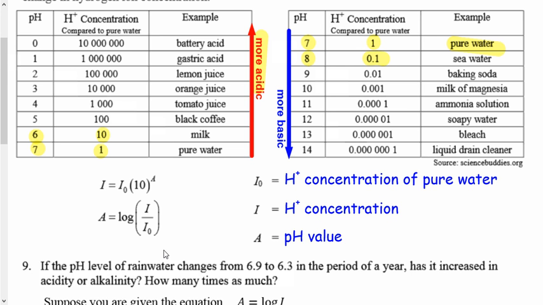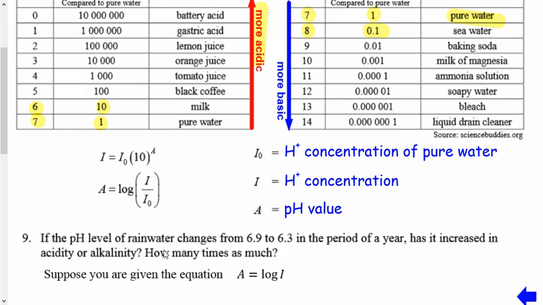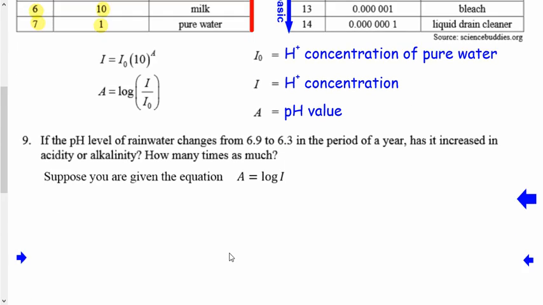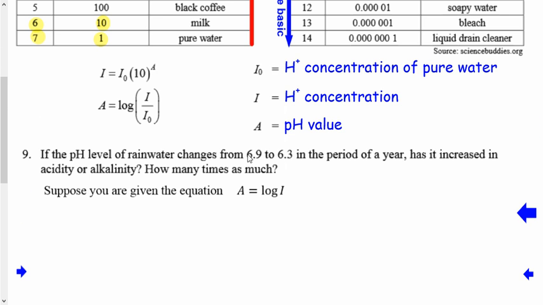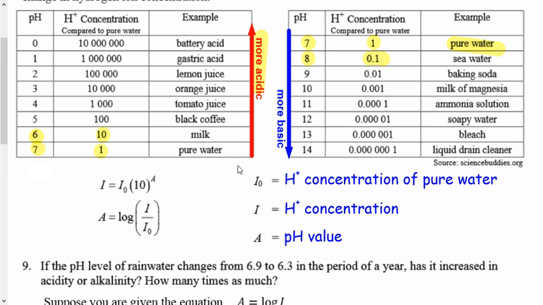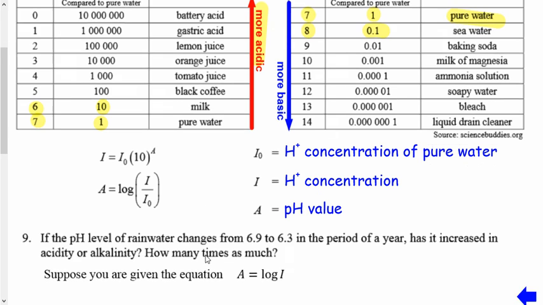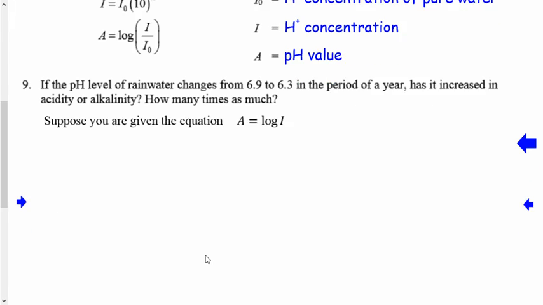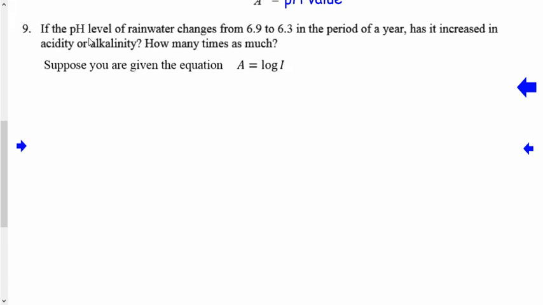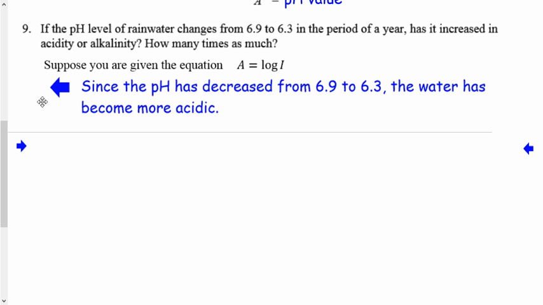So let's look at the next question. If the pH level of rainwater changes from 6.9 to 6.3 in the period of a year, so the pH value decreased, and again, as we decrease the pH value, we'd say it's becoming more acidic. So the rain has become more acidic in the period of a year. Has it increased in acidity or in alkalinity? Well, since it's decreasing, the water has become more acidic.